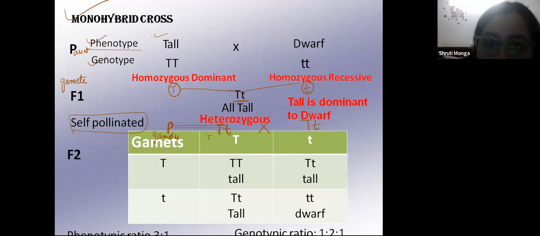This is one gamete. This is one gamete. I hope I'm not confusing you all. Just take out the gametes and then make this F2. Draw this Punnett square right here. And yes, one more thing. Do make a symbol that male gamete is here and female gamete is here. Okay.